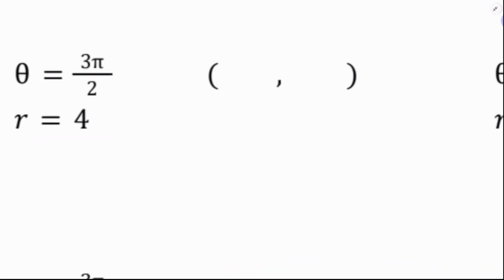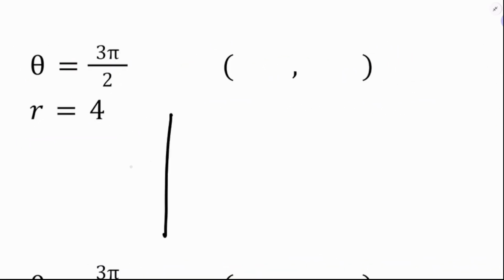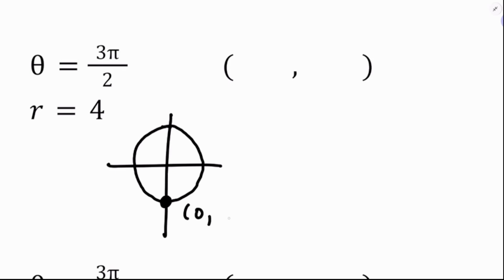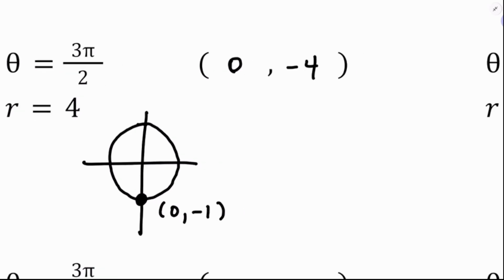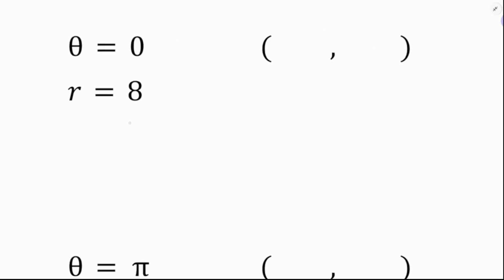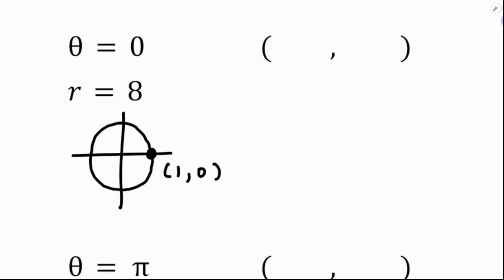Theta equals 3 pi over 2 and r equals 4. When r equals 1 on the unit circle, down here the coordinates would be x equals 0, y equals -1. This one with r equals 4 is 4 times as large, so I'll have 4 times 0 and 4 times -1. Theta equals 0 and r equals 8. When theta equals 0 and r equals 1, I'm at the far right edge of the circle, where x is 1 and y equals 0. 8 times as large would be 8 and 0.